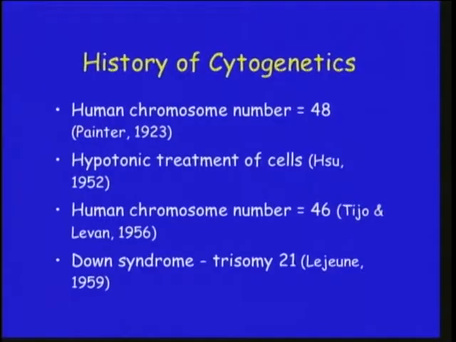And this lab error then led to a number of very significant discoveries, including the correct human chromosome number, which we know now is 46. And once it was determined that the human chromosome number was 46, then it was found that abnormal numbers of chromosomes could give rise to human disorders. And the first of these findings was that Down syndrome was due to an extra copy of chromosome 21.